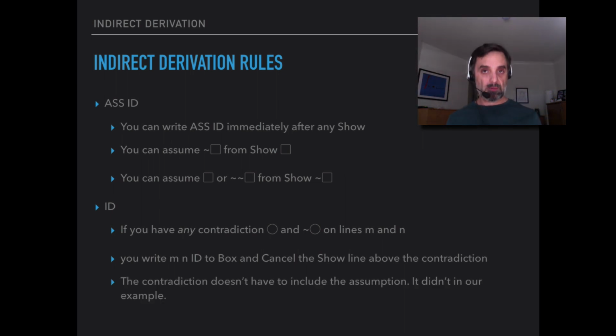And just to be clear, to repeat something, the contradiction does not have to include the assumption. It didn't in our example, right? The conclusion was Q. The assumption was not Q. The contradiction in our example was not R and R. There's no Q in there at all. That's okay. No contradiction can be true, so if you can reason from the supposition plus the premises to any contradiction, then you know at least one of those has to be false. And that's how indirect derivation works, so that's all you need.